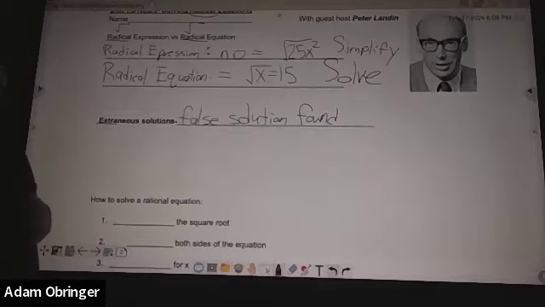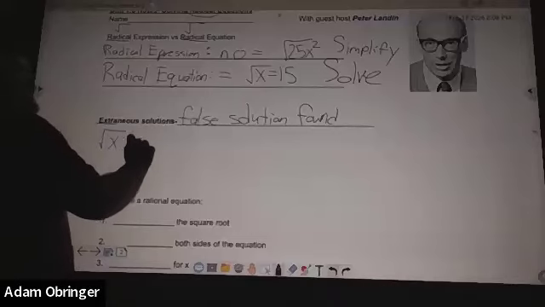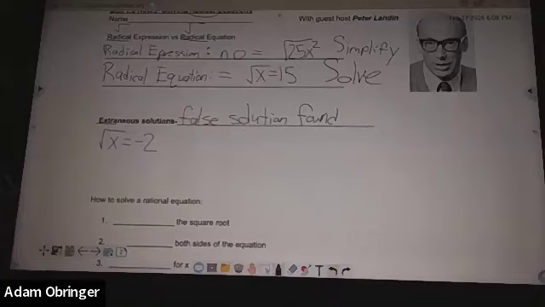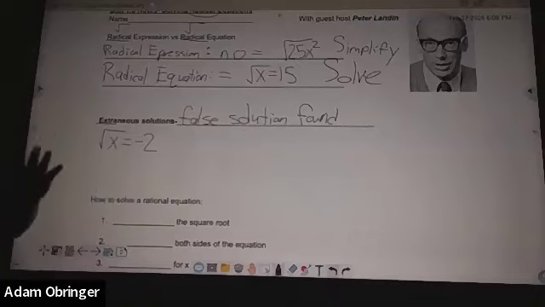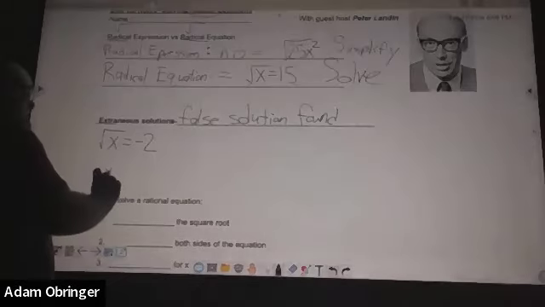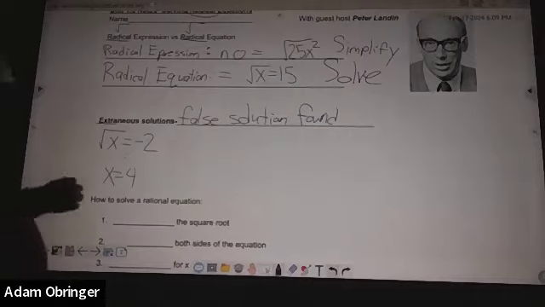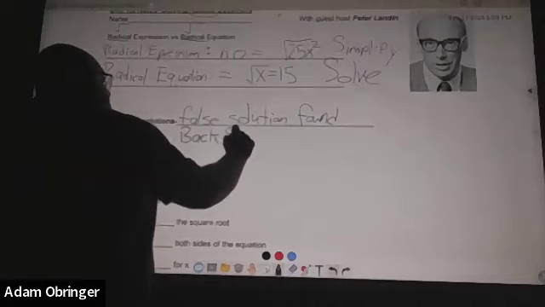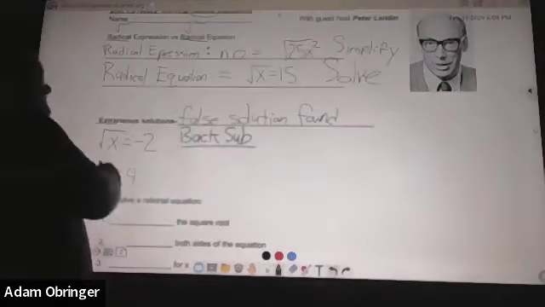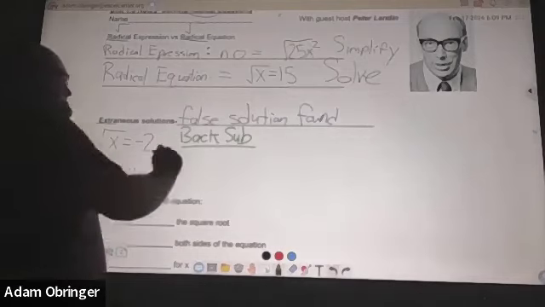In the process of solving a problem, let's say we had square root of x equals -2, you will find the solution. So I'm just going to put dot, dot, dot, because we're not ready for that part yet. You're going to find the answer of x equals 4. And what you're supposed to do at that point is, I like to write the words back sub. We are plugging our answer back into the equation and seeing if it makes any kind of sense.